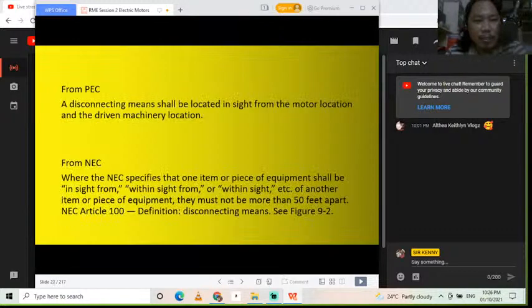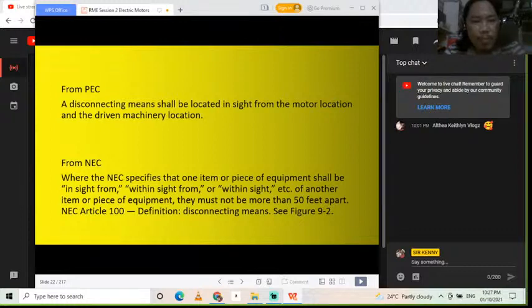So, pagdating sa National Electrical Code, where the National Electrical Code specifies that one item or piece of equipment shall be in sight, from, or within sight, etc. of another item or piece of equipment, they must not be more than 50 feet apart. So, National Electrical Code, Article 100, definition, disconnecting means, Figure 9-2.